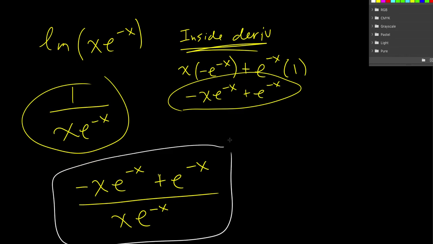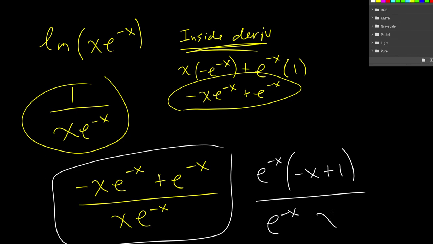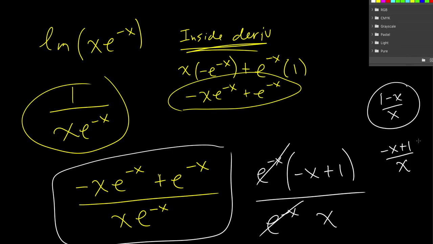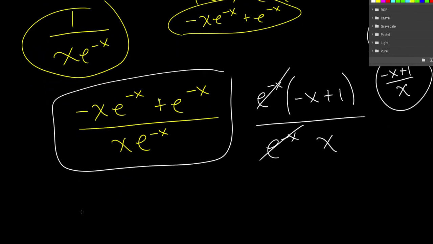Now technically, if you turned in your assignment and gave me that answer, I would accept it. But if we have e to the negative x, e to the negative x, we can factor those out. So we get e to the negative x times negative x plus 1. And then on the bottom, we have e to the negative x and x. So these cancel. And so our final answer can be written as simply as this, or even better, 1 minus x over x. Okay? Any of these I'll accept, any of those things that are circled in white. So I'm not too worried about the simplification at this point.